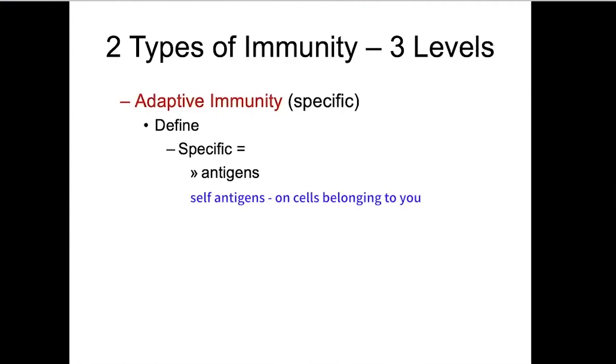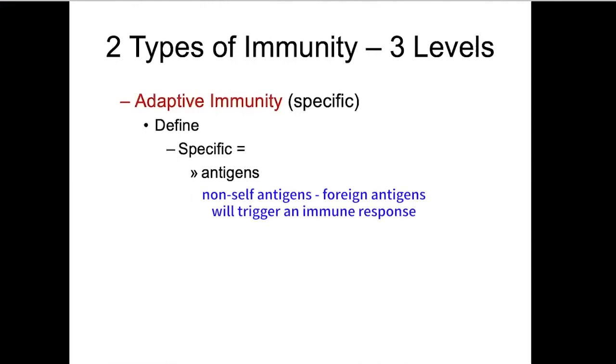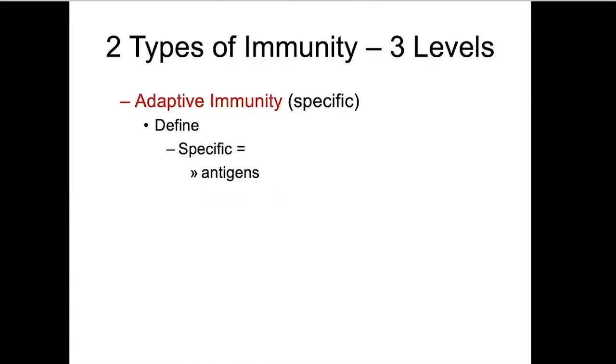There are self-antigens, and these are antigens located on your cells. This helps identify those cells as belonging to you. There are also non-self antigens that are located on foreign cells. This helps identify these cells as not belonging to you.